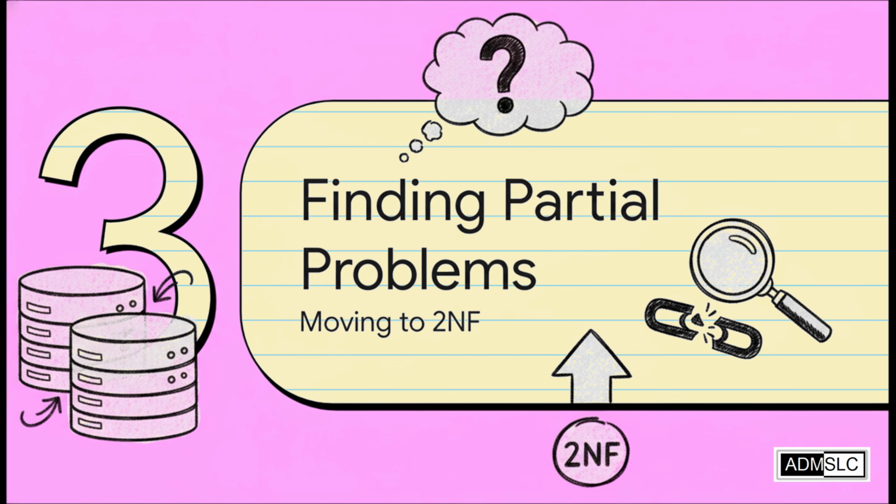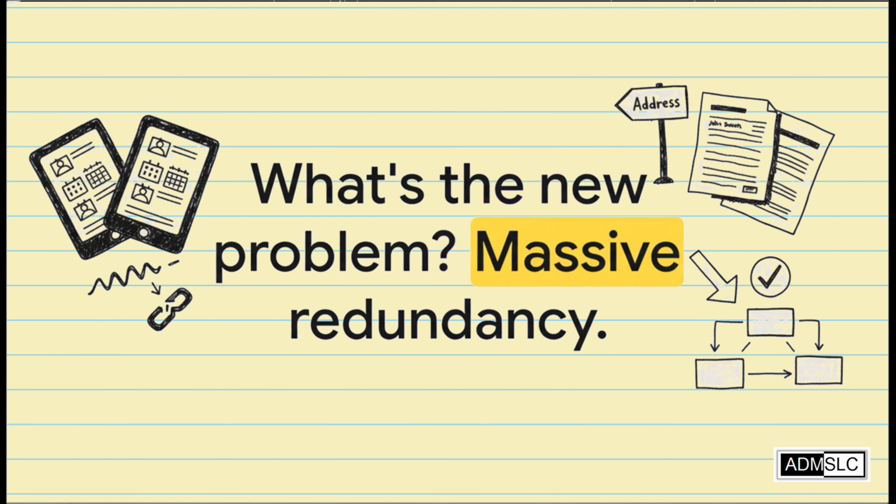The huge amount of duplication we just created is now our main target. We're going to fix it by moving to second normal form, or 2NF. So let's just state the new problem really clearly. In our 1NF table, all the information about an order, the customer, the date, the driver, is copied over and over again for every single item in that order. This is not only inefficient, it brings back our old friend, the update nightmare. If John Smith moves, we still have to change his address in multiple places.